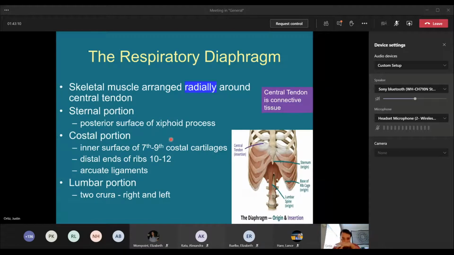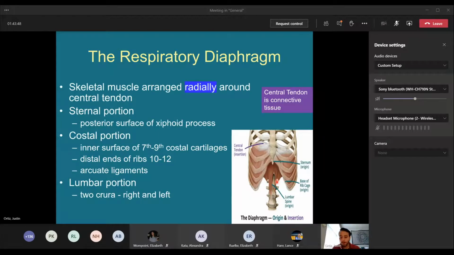Okay, the respiratory diaphragm. The skeletal muscle is going to be arranged radially. You can see you have your central tendon in the middle, and all the muscle fibers surrounding it, coming up into the central tendon. He talked about these different portions: the sternal portion, the costal portion, and the lumbar portion, which is why I put this image here to help you with that. The sternal portion is just the portion of the diaphragm that's posterior to the xiphoid process. You see this is the xiphoid process, and the sternal portion is just posterior to that. Your costal portion is associated with your ribs, so posterior to these ribs, on the inner surfaces.